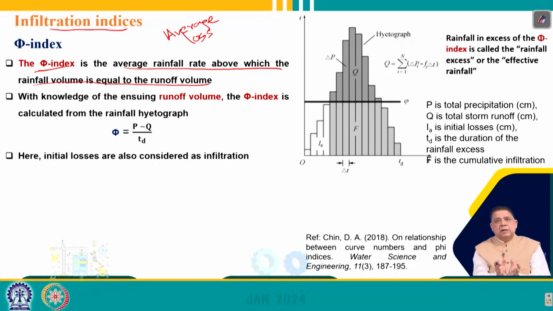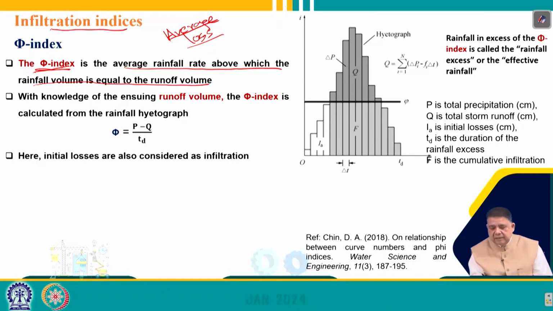As we saw, the abstractions are losses, nothing but losses. Because the different abstractions will change with the location and with the conditions within a particular basin itself, it is very difficult to estimate each one of them. That is why the concept of average loss has been brought into the picture, and that is what the phi index does. The phi index is the average rainfall rate above which the rainfall volume is equal to the runoff volume.